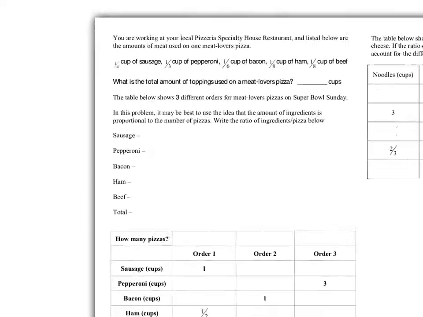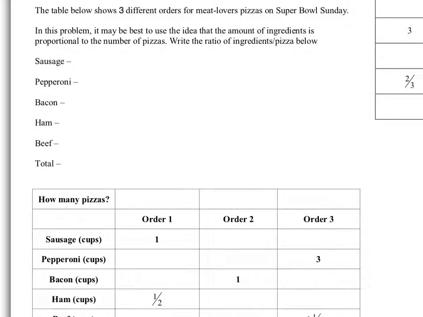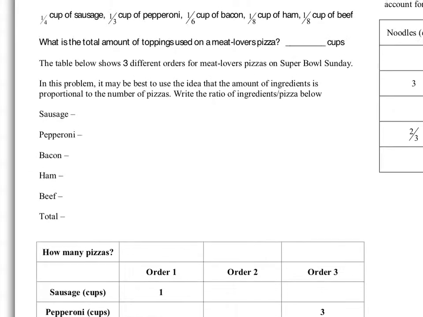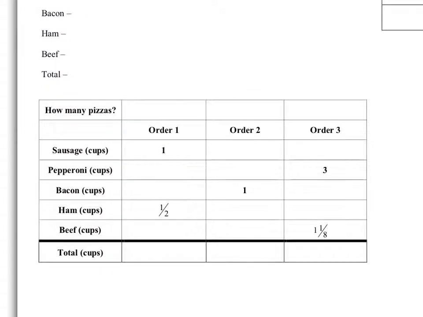Looking at this first one, this one's a little bit different than what we've seen before. We can see that there are lots of different ingredients and lots of different ratios that we could be writing here. The first thing asks us for the total amount of toppings on the pizza. If we add all of these things together, I'm going to save you the time and tell you that this adds up to exactly 1 cup. The table down here shows us 3 different orders, and we don't know how many pizzas there were in each order, but we do know some of the amount of the ingredients that were used in each order.